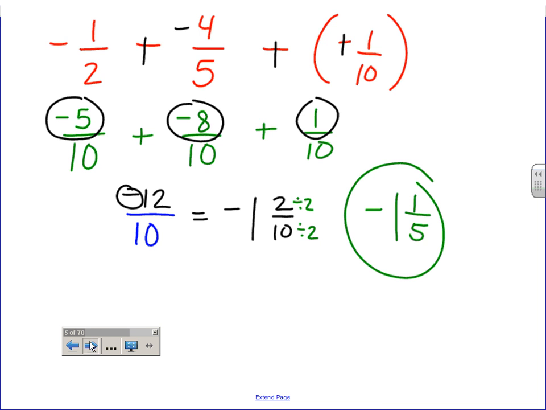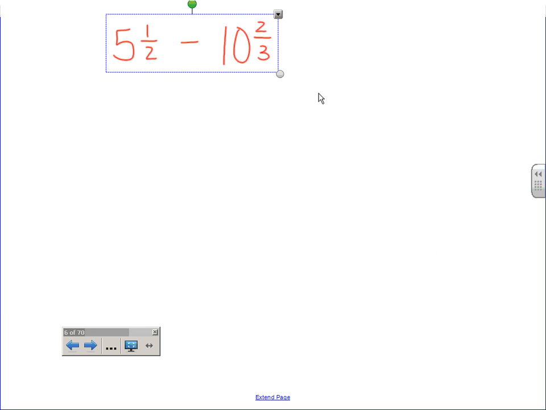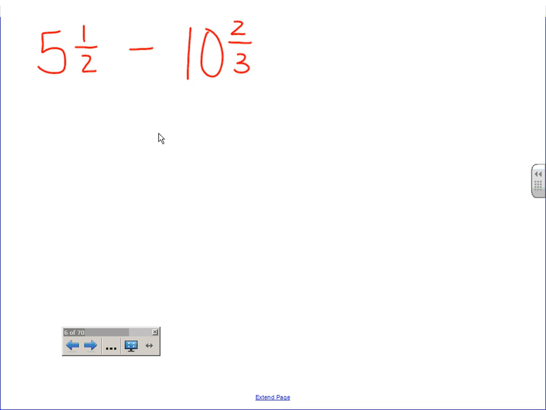All right, let's try a problem that has mixed numbers. So this problem, we have 5 1/2 minus 10 2/3. I'm going to start by adding the opposite. Second thing I'm going to do is change these mixed numbers to improper fractions. So I'm going to do the wheel.